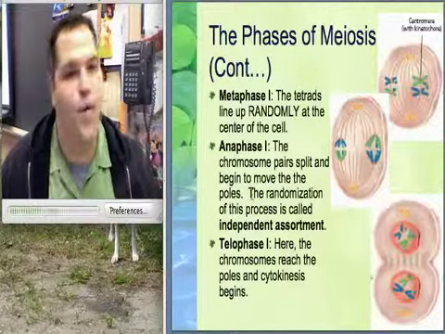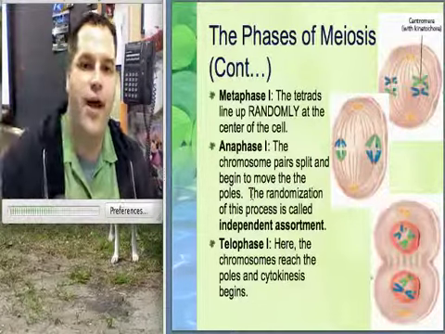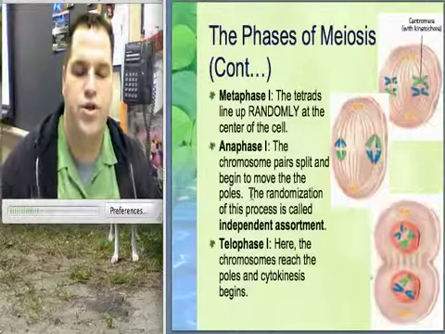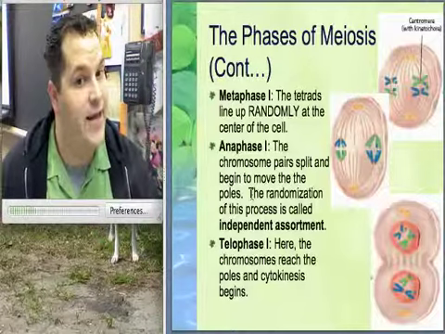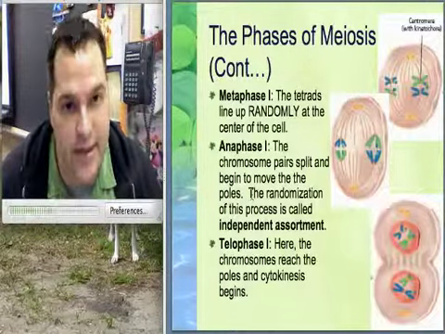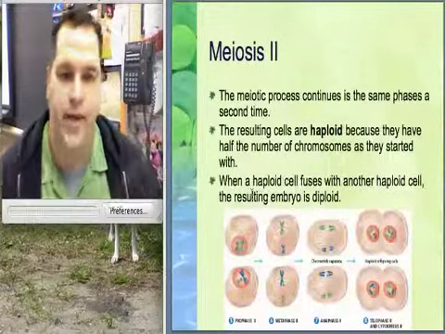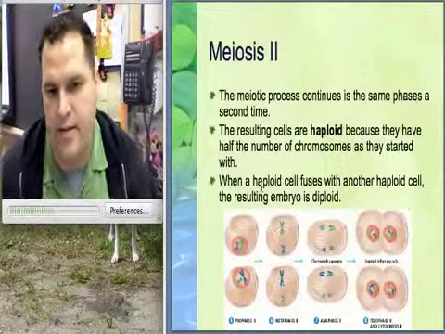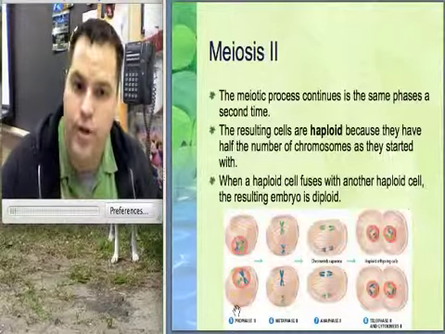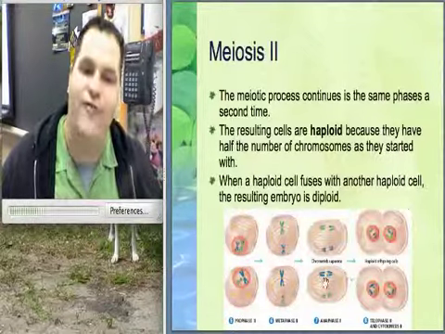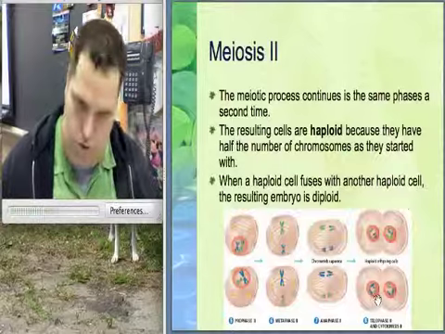Meiosis does not go into interphase. We're going to go into another round of cellular division, which is going to give us the opportunity to divide again without copying the DNA. All right? Now, the meiotic process is going to continue, and it's going to go through the same phases a second time. So we're going to go through prophase 2, metaphase 2, anaphase 2, and telophase 2, right?